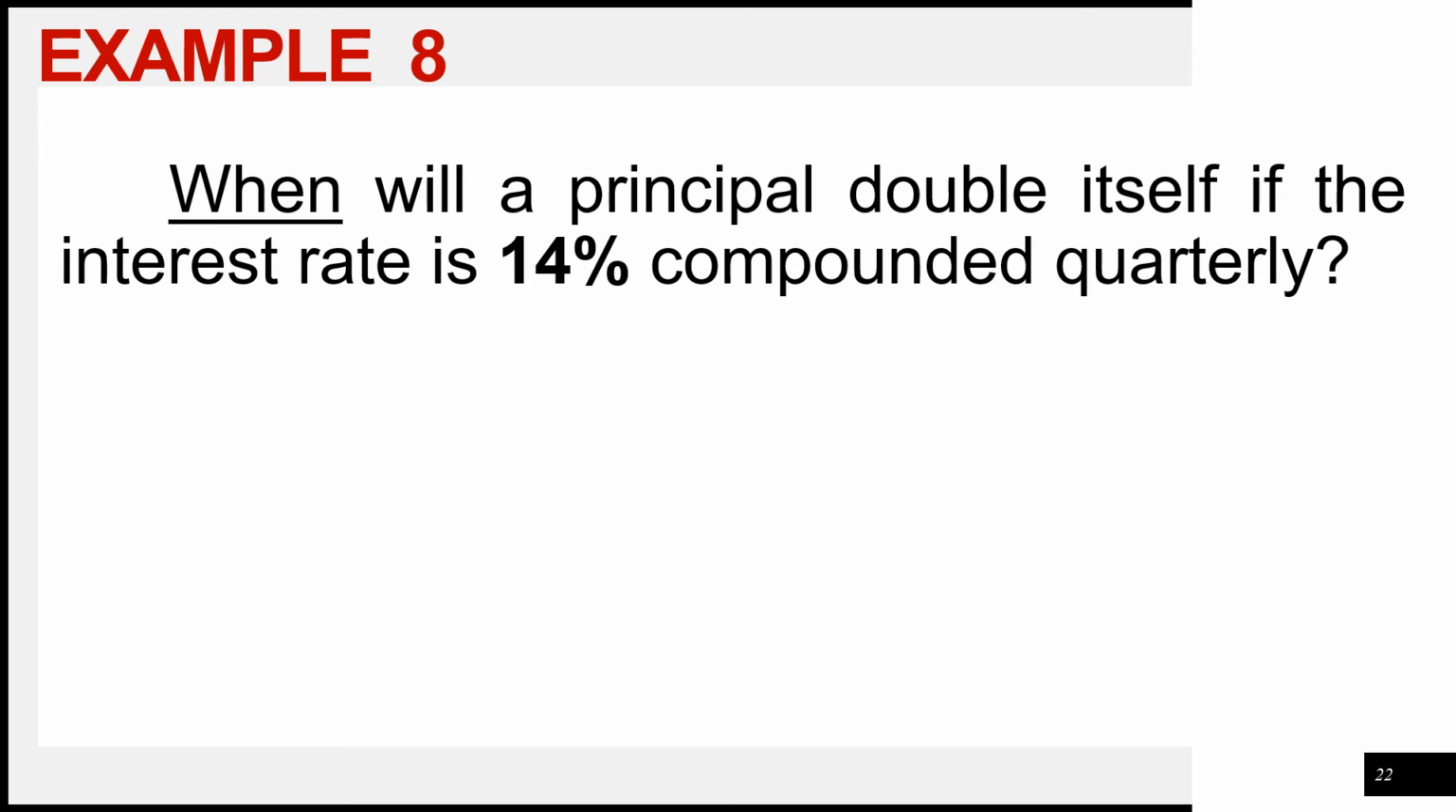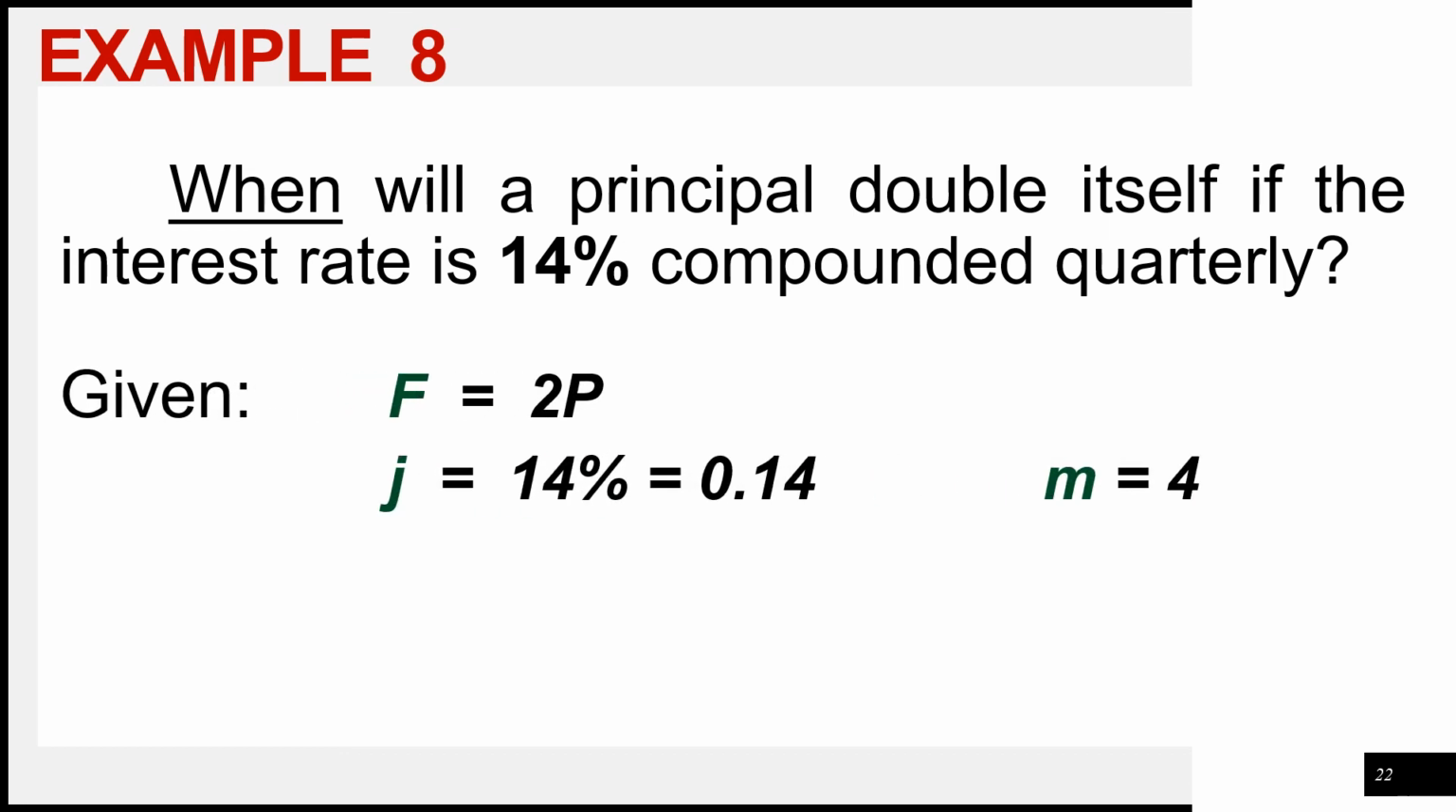Now we are down to our last example. When will a principal double itself if the interest rate is 14% compounded quarterly? The problem may look simple, but it is not as easy as it seems. Now, we have the following given data. Our F is equal to 2P. Why is that so? It's because it is said that the principal will double itself. Therefore, our F, or the future value, will be P times 2 because it is the principal doubled.